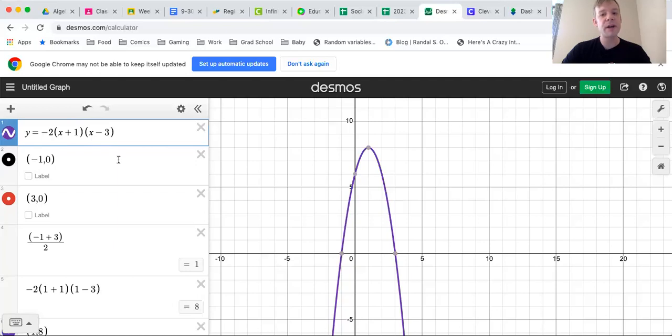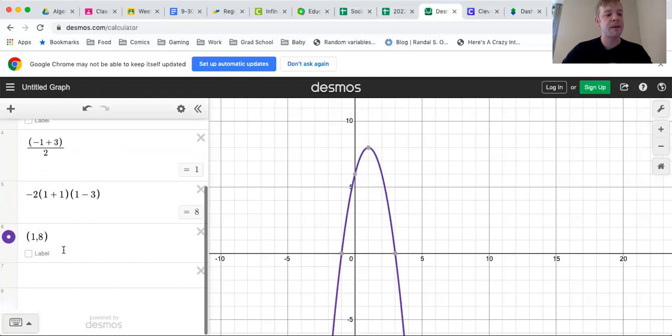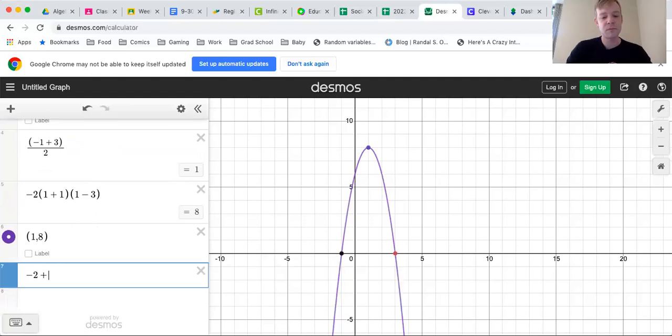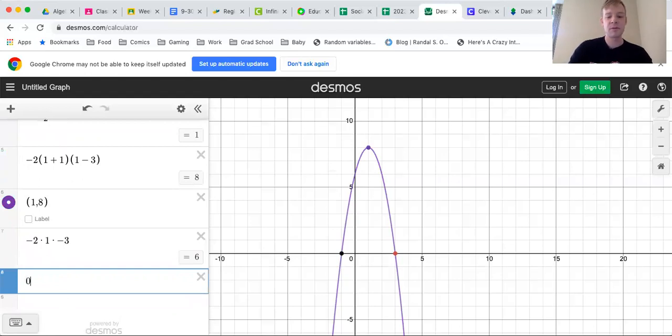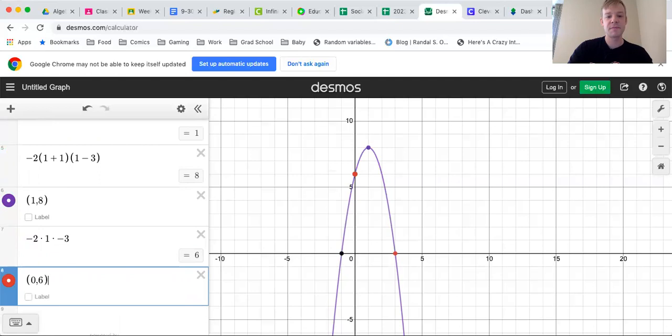And if you think about what the y-intercept represents, it represents the value when x is 0. If I plug 0 in for x right here, 0 plus 1 is 1. If I plug 0 in right here, 0 minus 3 is -3. So I just have -2 times +1 times -3. And if I multiply those together, I should get +6, which is the exact value that we have right here. So that gives us the point 0, 6. And thus we have all 4 of our important points for our quadratic graph here, for our parabola.